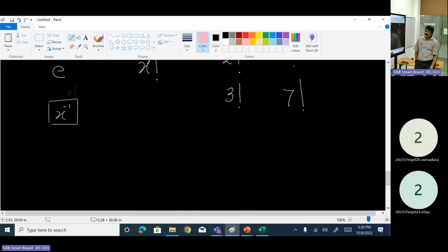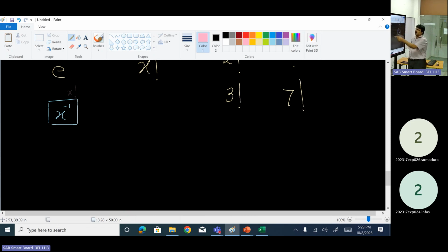Factorial. So 3 factorial means from 1 to 3, you multiply all the integers. 3 factorial is 1 into 2 into 3. 2 factorial is 1 into 2. 5 factorial is 1 into 2 into 3 into 4 into 5. From 1 up to whatever the level, you multiply all the integers. That is the factorial. 7 factorial is 1, 2, 3, 4, 5, 6, 7. You multiply whatever you get. That is the factorial. Right?